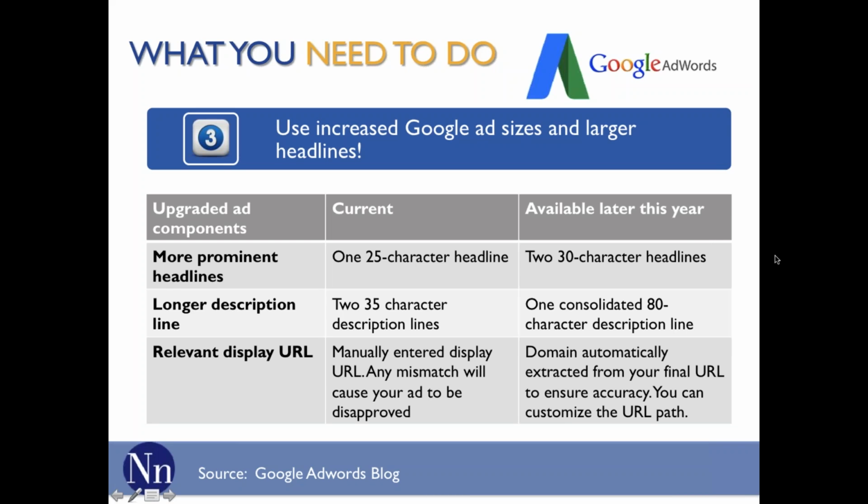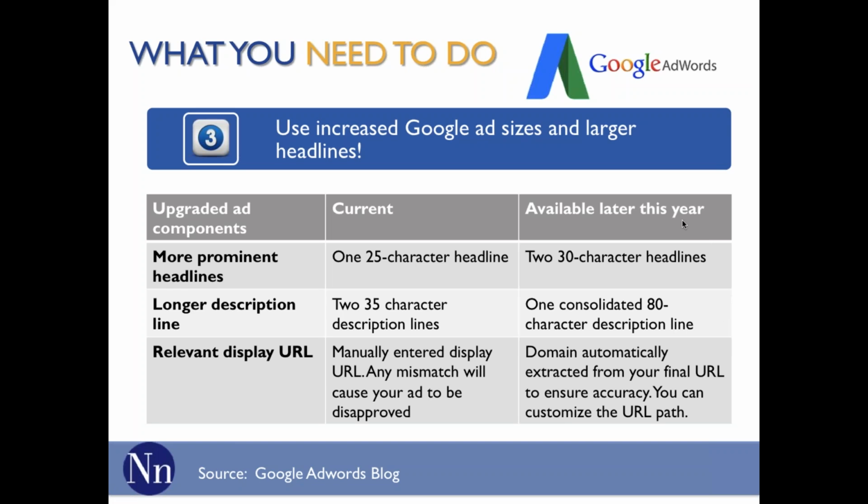So what Google's going to do is take what they call your final URL, that's the URL for your landing page, and they're going to extract your domain from it. And then you can customize what's called the URL path. That's just the page that people go to for their lander.